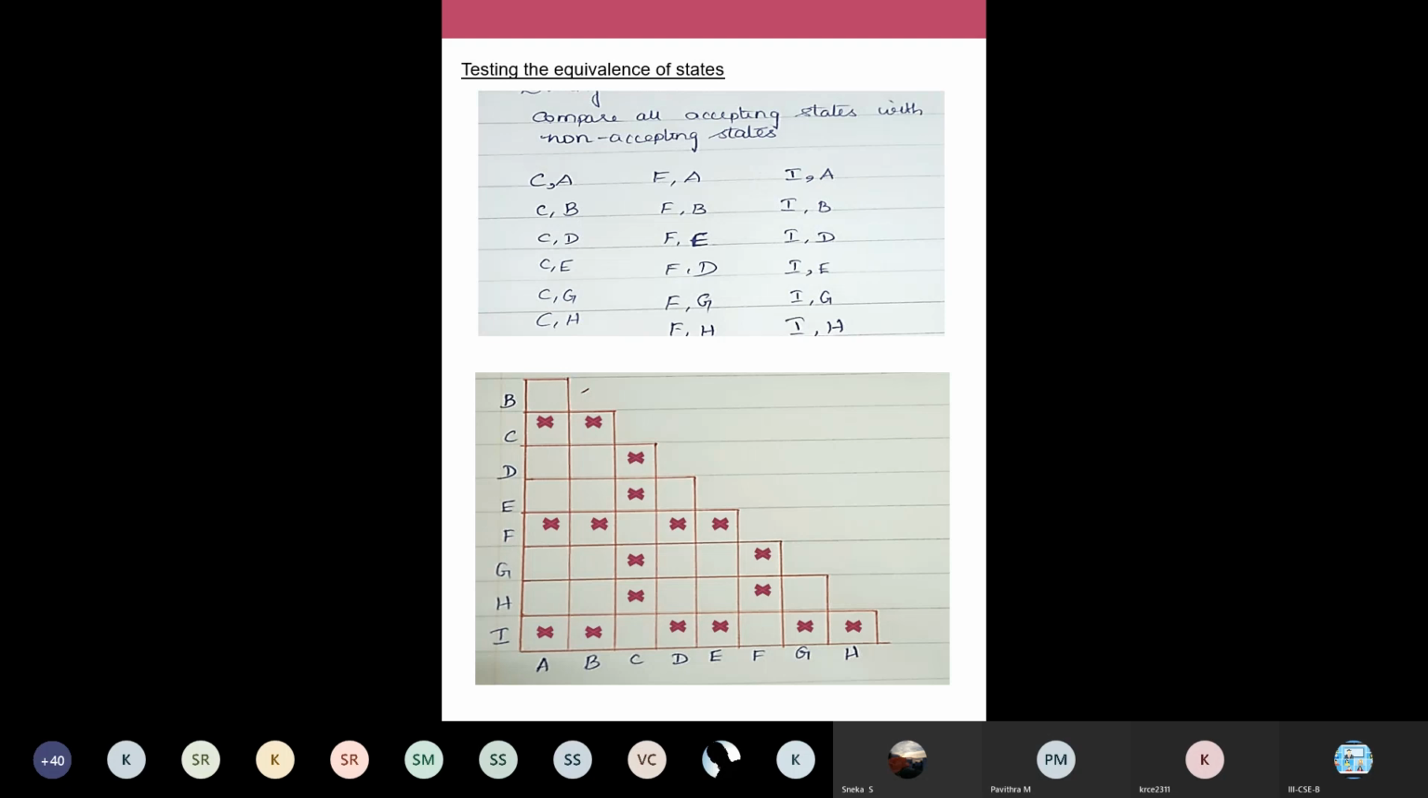And then go to I comma A, I comma B, everything you mark as distinguishable states. Draw an X mark there. I comma F, I, G, I, H.